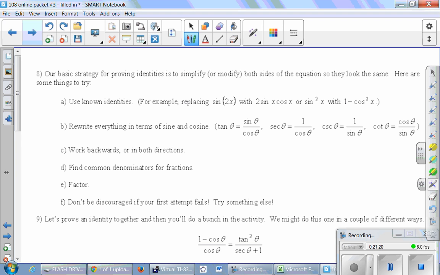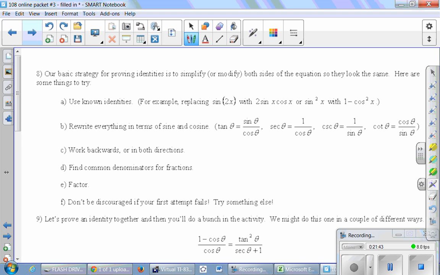But with a little bit of experience, you start to recognize some of these things that you've seen before, and then you can just replace. Anytime you see a sine of 2x, you can just change it right away to 2 sine x cosine x, and that might help. B, rewrite everything in terms of sine and cosine, and then here in the parentheses, I've got the other 4 trig functions written in terms of sine and cosine.